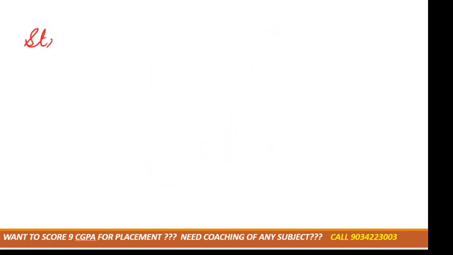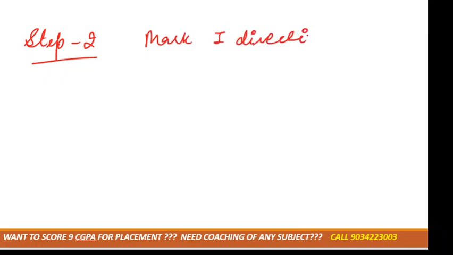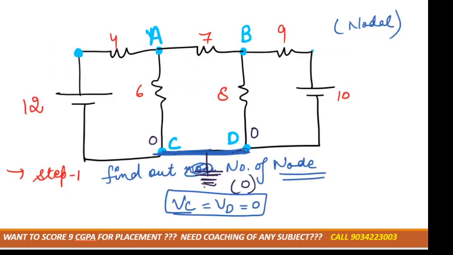Step number 2, we have to mark the current direction in each branch. Remember, in KVL we mark it like a mesh, like in the room, but this time we'll mark it according to the branch. Like suppose in this branch I1 current is flowing, in this I2 is flowing, in this I3 is flowing, in this I4 is flowing, and in this I5 is flowing.